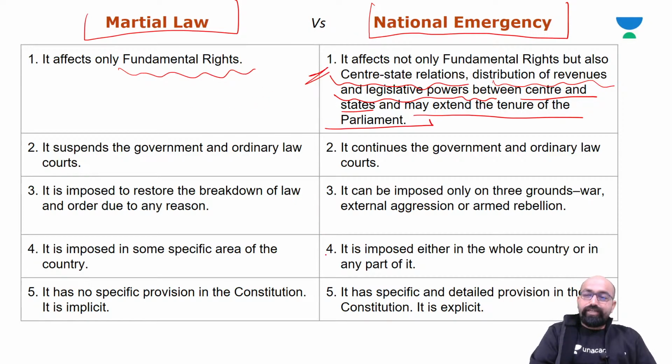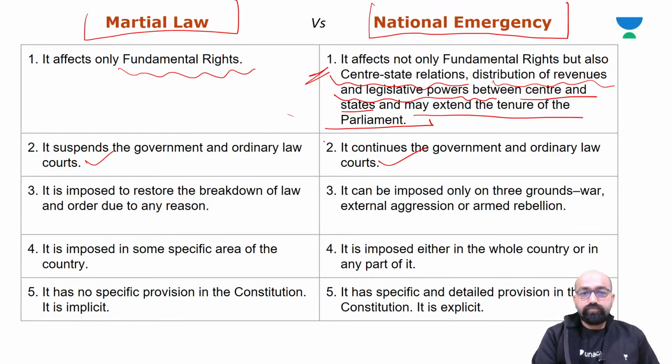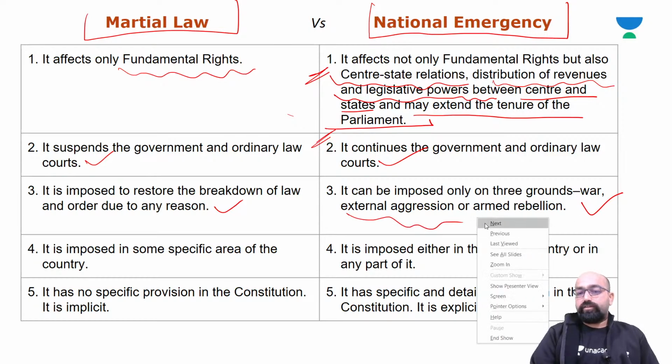Martial law or military rule suspends the government and ordinary law courts, whereas national emergency continues the government and ordinary law courts. Now, martial law is imposed to restore the breakdown of law and order due to any reason, whereas national emergency can be imposed only on three grounds, that is war, external aggression, or armed rebellion.